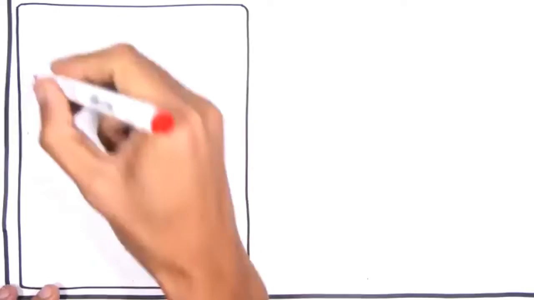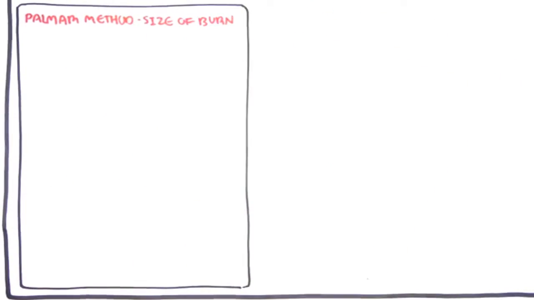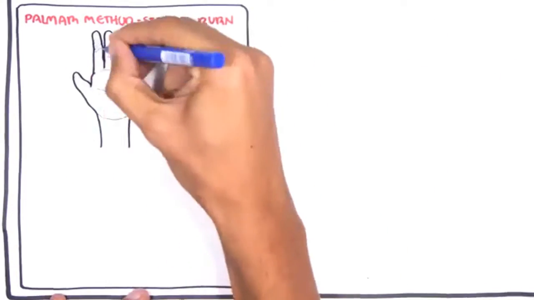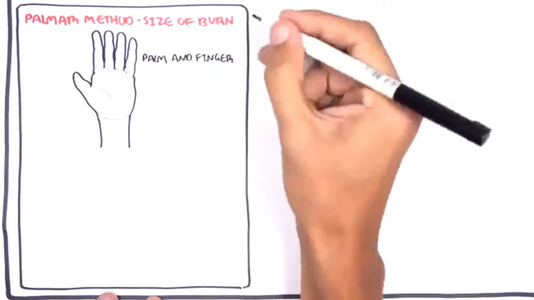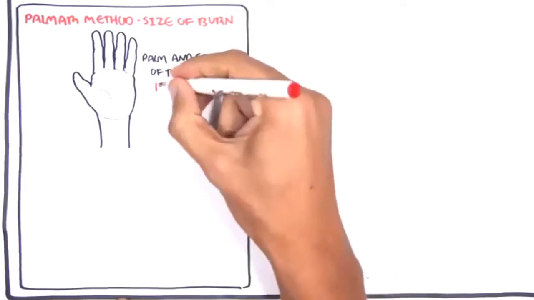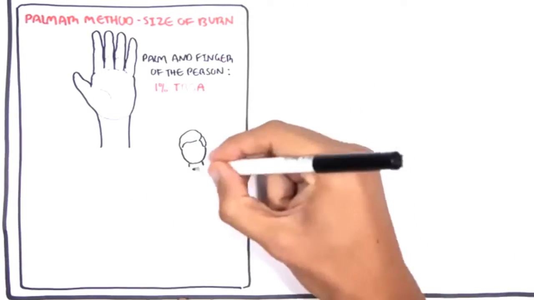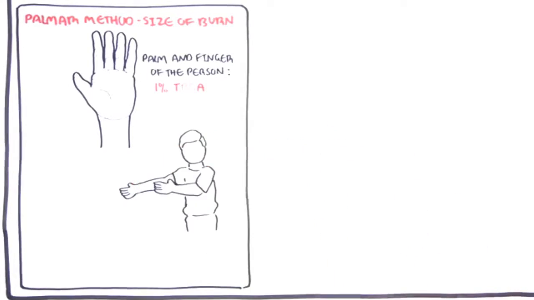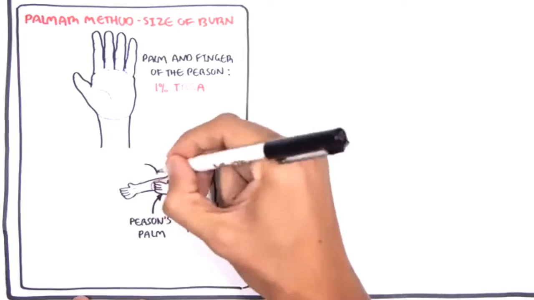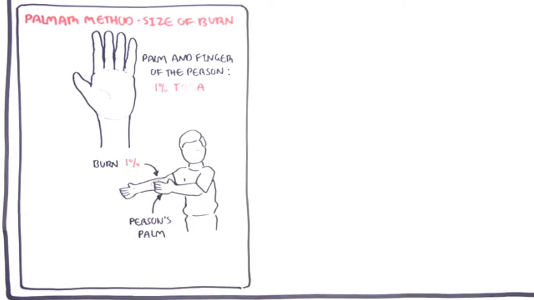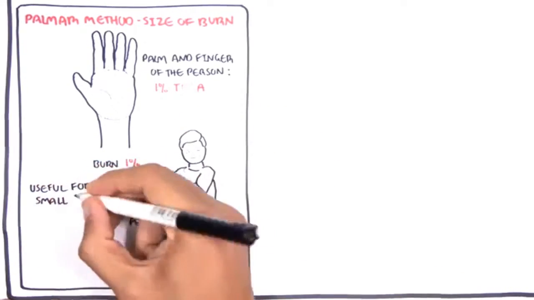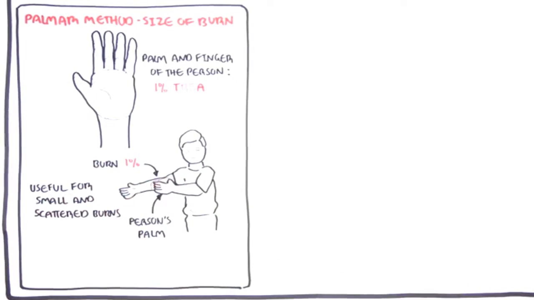Another quick way to measure total body surface area is by using what's called the Palmer method. Here, the person's palm and fingers will represent 1% total body surface area. So for example, if they have burnt an area of their body and their palm and fingers cover this burn, this represents 1% total body surface area burnt. The Palmer method is useful for small scattered burns.